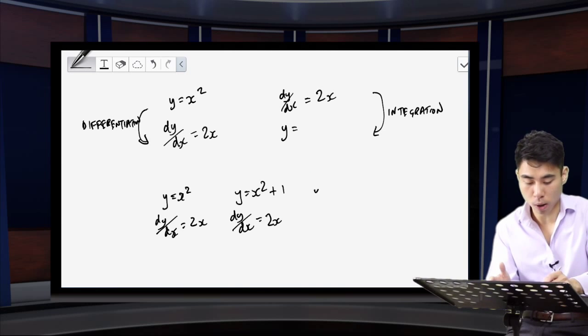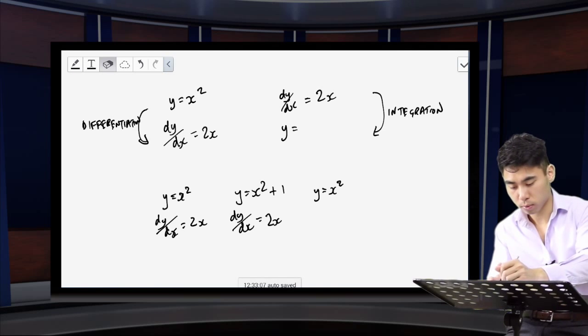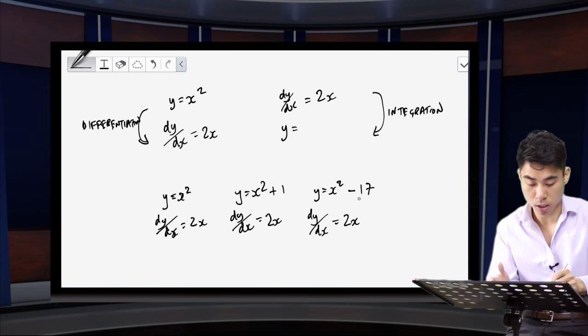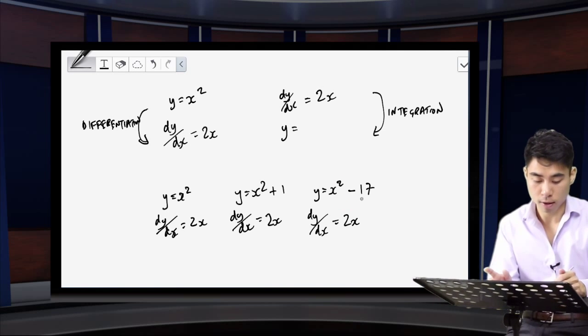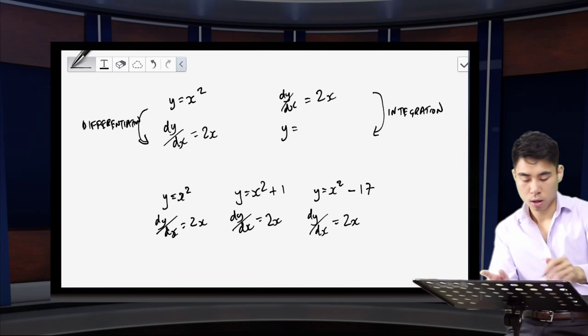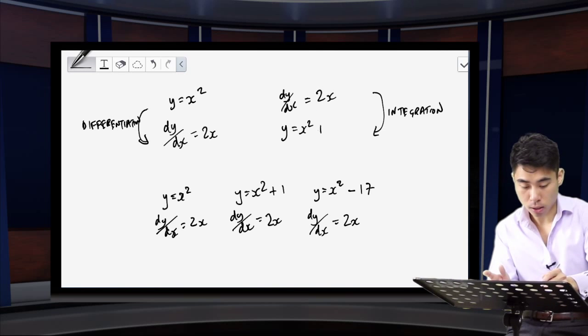And this is going to be the case when I differentiate anything in the form x squared plus or minus a number, a constant term. So I could have, say, this, y equals x squared minus 17, and again, your first derivative, dy by dx, would equal 2x. Okay, differentiating this first term here gives me 2x, differentiating my constant term gives me 0. That constant term just disappears. Yeah, so when it comes to integrating, you can express each of these functions here as y equals x squared plus c.